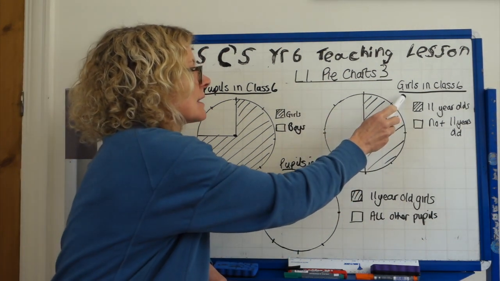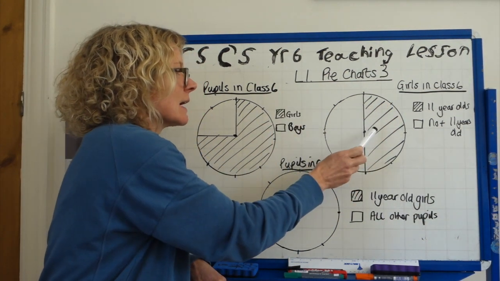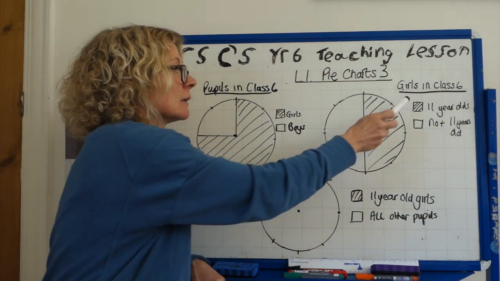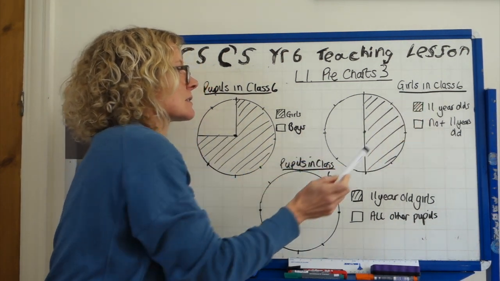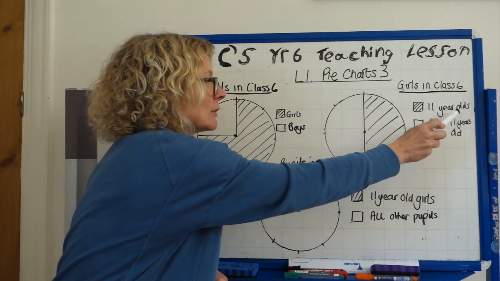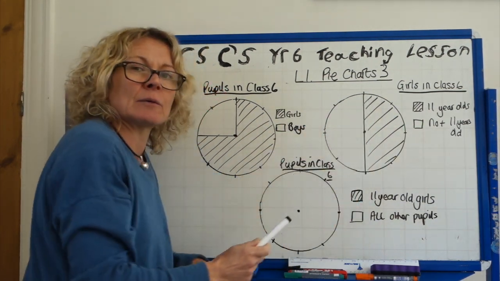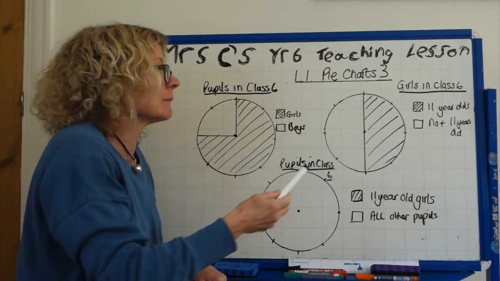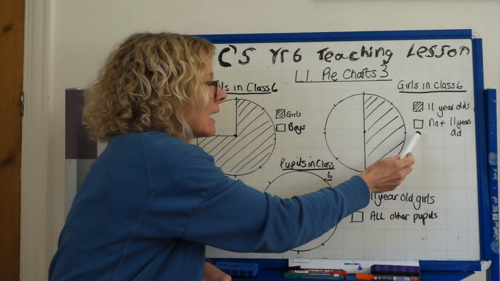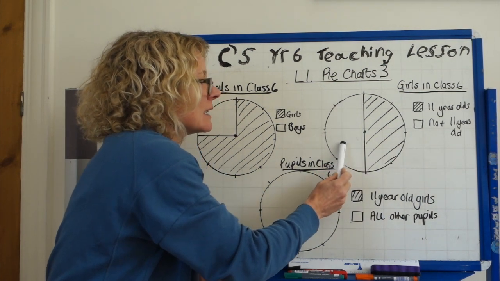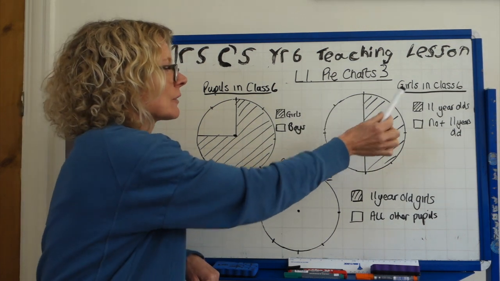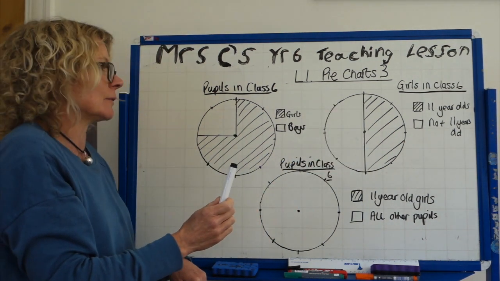And then this here is the same class. So this is the pupils in class 6, and this is a chart for the girls in class 6. And 11-year-olds, what percentage are 11? Half, 50%, yeah? 50% are 11, and this side is not 11-year-olds. So half the girls in class 6 are 11.